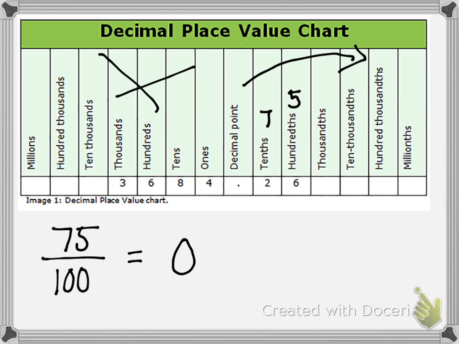There is no whole number. We need our decimal point. 7 is in the tenths place, and the 5 is in the hundredths place. 75 hundredths.